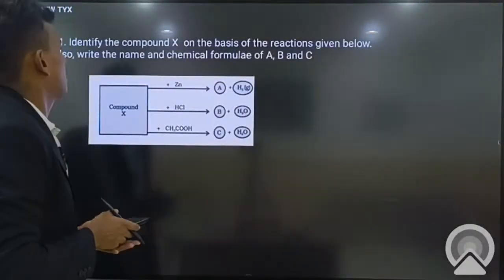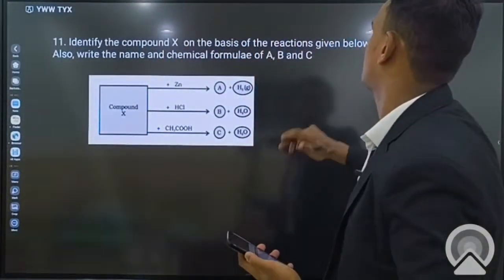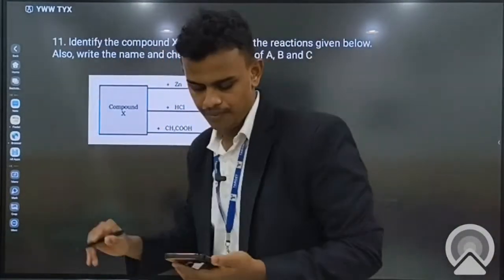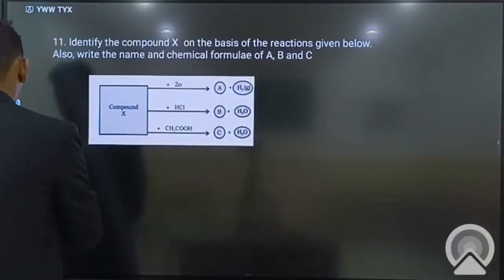Yeah, one more question. Identify the compound X on the basis of the reaction given below. Say, before going to this question, compound X. Make marker.